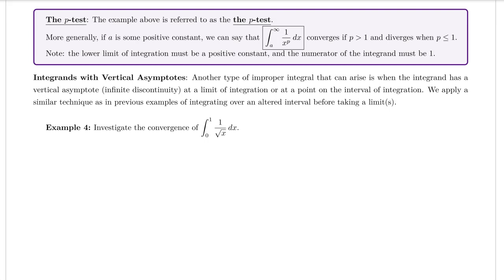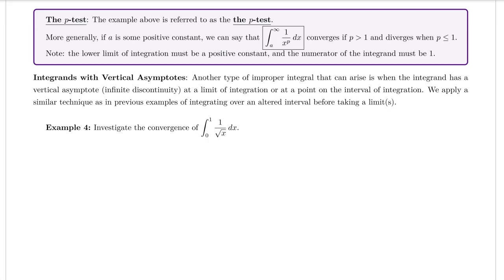All right, let's switch topics now. Let's talk about integrands with vertical asymptotes. Another type of improper integral that can arise is when the integrand has a vertical asymptote or infinite discontinuity at a limit of integration or at a point on the interval of integration. We apply a similar technique as in previous examples of integrating over an altered interval before taking a limit.